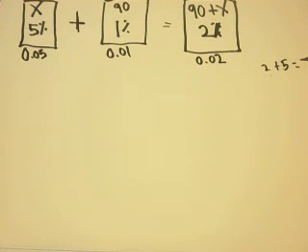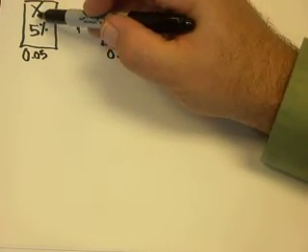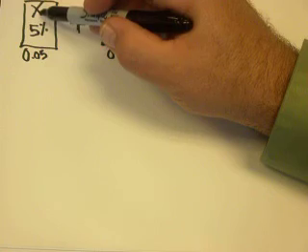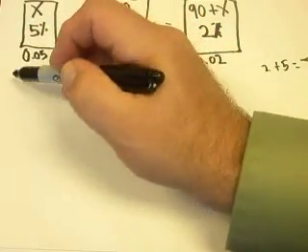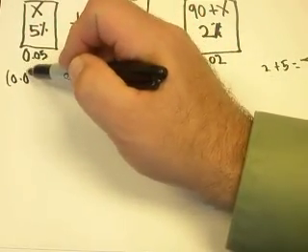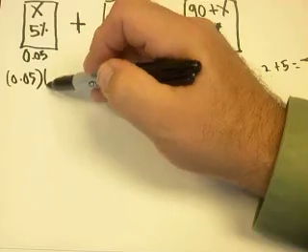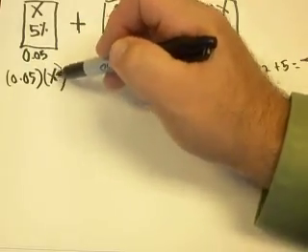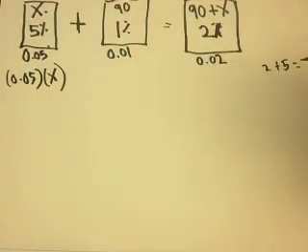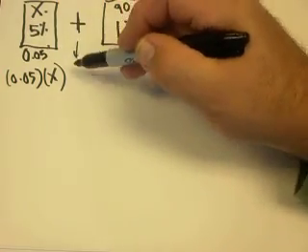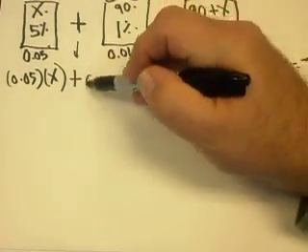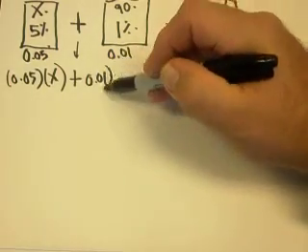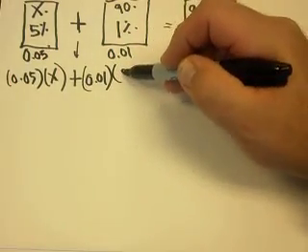Alright, so now what we want to do is multiply the amount of milk we have by the percentage of butterfat. So all we have to do then is we've got 0.05, and we're multiplying it by x. We're multiplying this by that. Bring down my addition sign. We're multiplying the 90 times the 1%. So I've got 0.01, and I'm going to multiply it by 90.